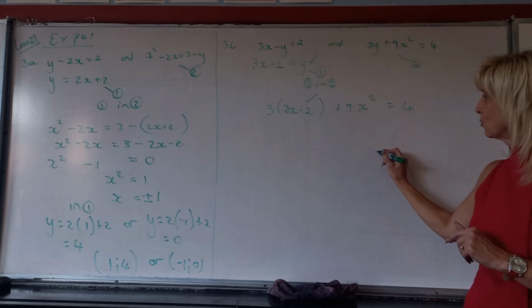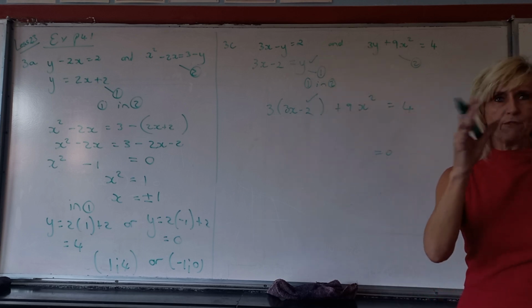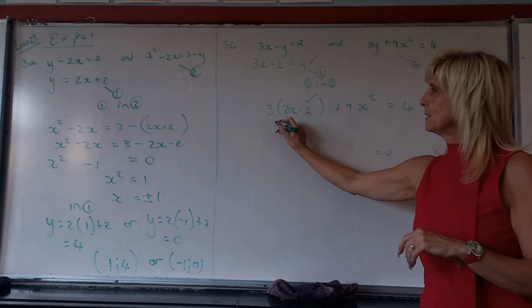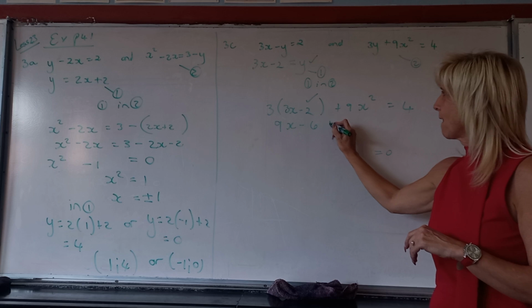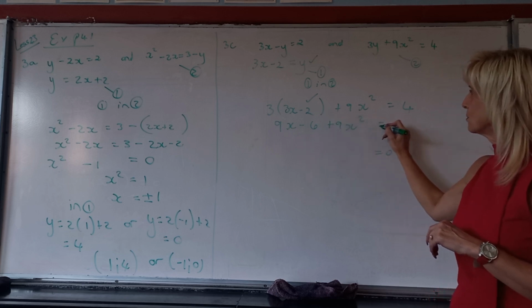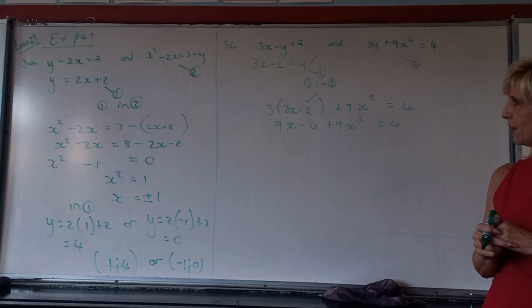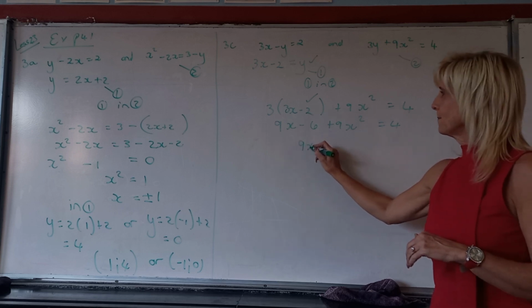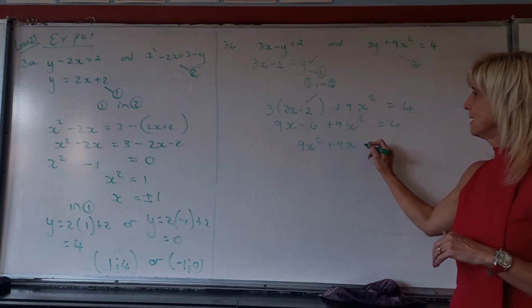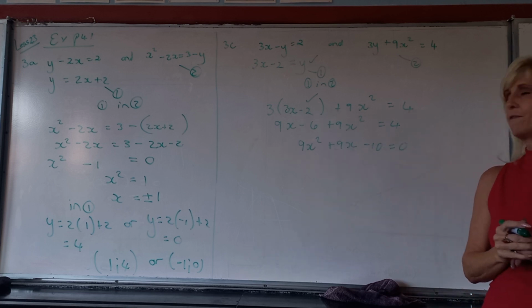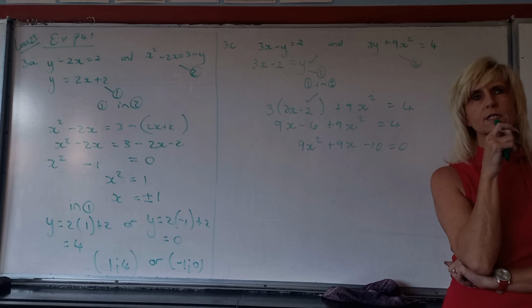Now the next mark will be when you've simplified and gotten it into standard form. For this one, it's going to be 9x minus 6 plus 9x squared equal to 4. Just distributively simplifying, we've got 9x squared plus 9x minus 10 equal to 0. Are you with me? Then we factorize. If it doesn't factorize, we use the formula.